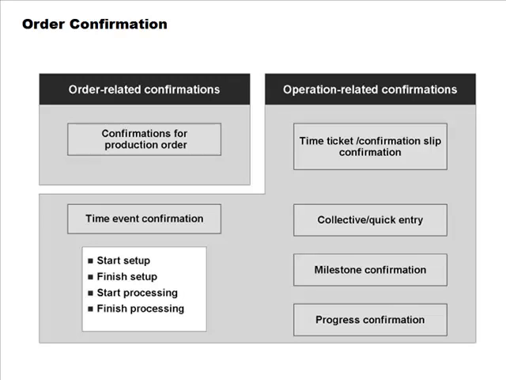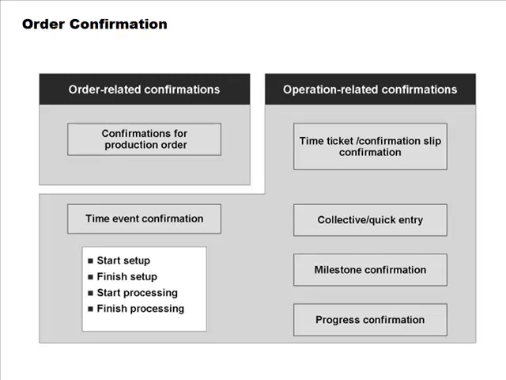Collective or quick entry confirmation, which is you might be doing operation-based confirmation, but you may not do it at the end of every single operation. You may complete the operation, for example, and maybe two, three or four operations, and then go back and enter confirmations for all of them together. Okay, that's possible. The system allows that.